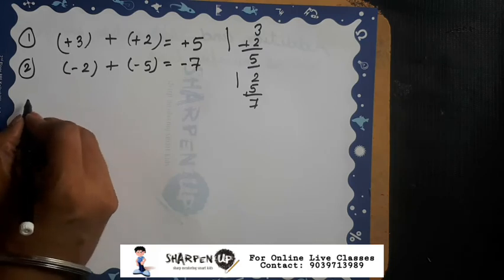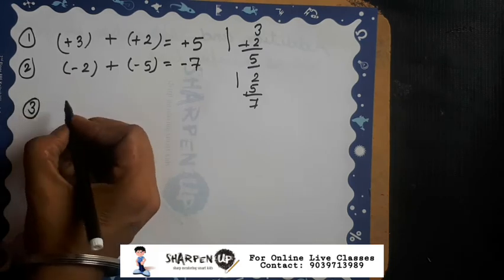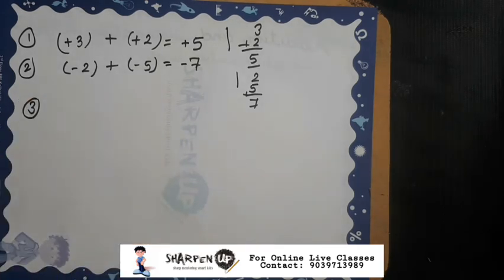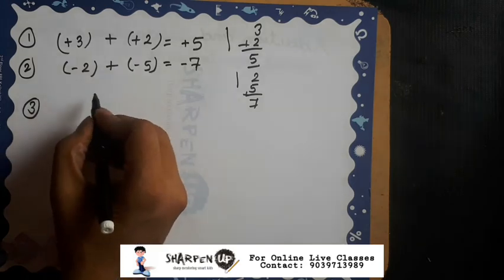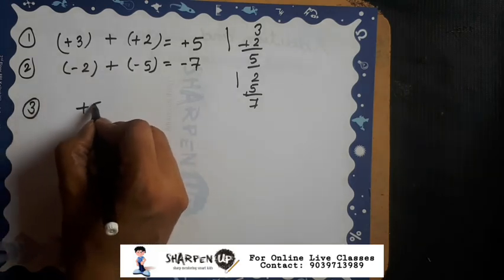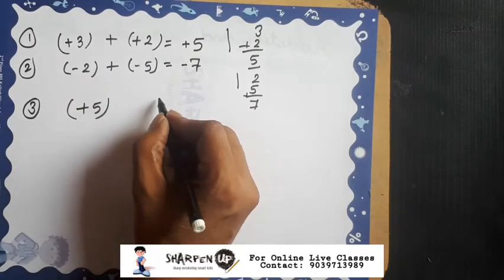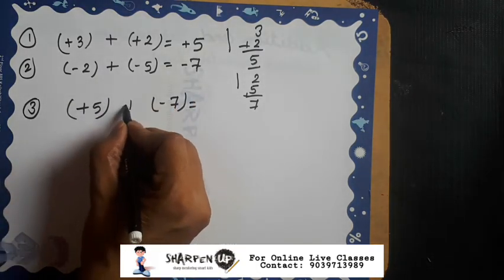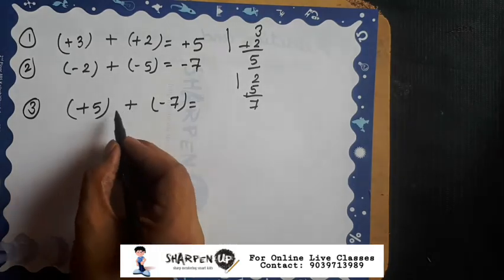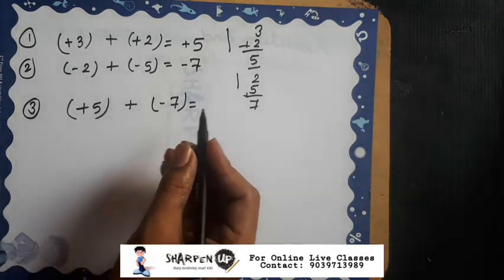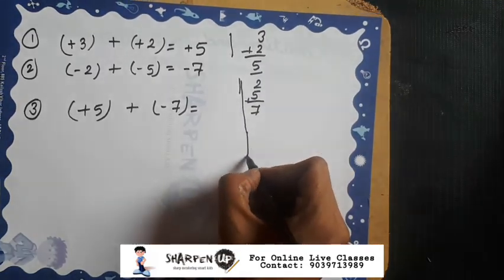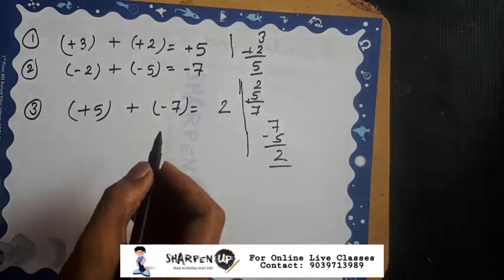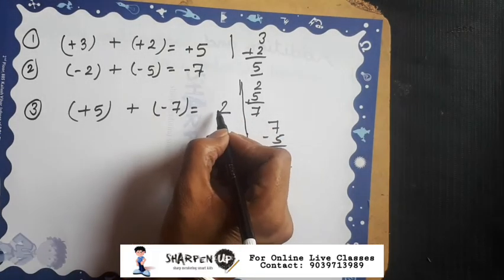Now let's add two integers of different sign. Suppose I have one integer that is plus 5 and a second integer that is minus 7. So I have two integers of different sign and I have to add them. According to the rule, whenever we add two integers of different sign, they are subtracted. So we simply subtract them roughly: 7 minus 5 is 2. So that means 2. Now the question arises, which sign will our result have?